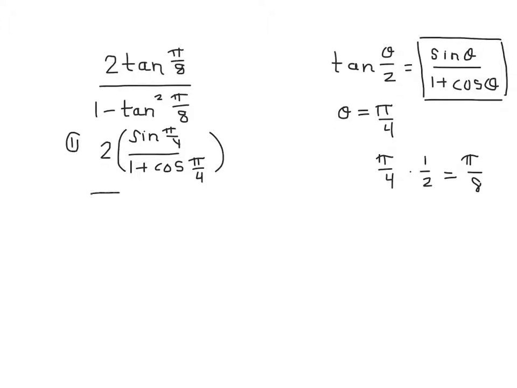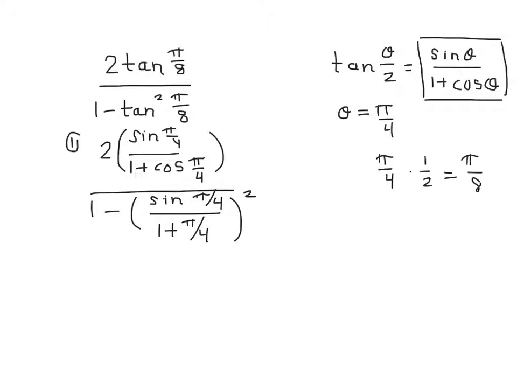Now our denominator. That'll be 1 minus, and notice again we've got pi over 8, which is half of theta, which is pi over 4. So it's going to be 1 minus sine of pi over 4 over 1 plus cosine of pi over 4, but this time it's squared because it's tangent squared of pi over 8. So that's what I would do in step 1.